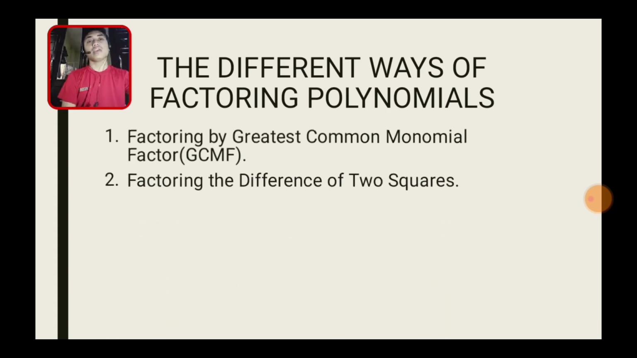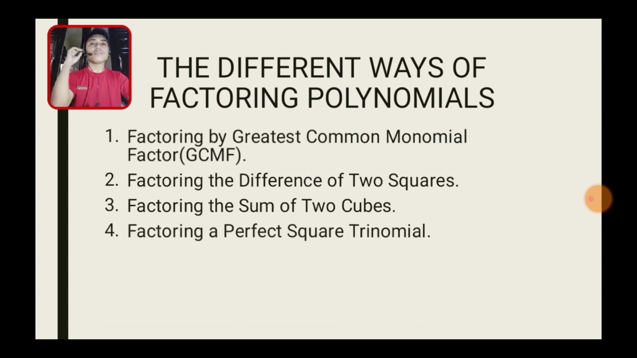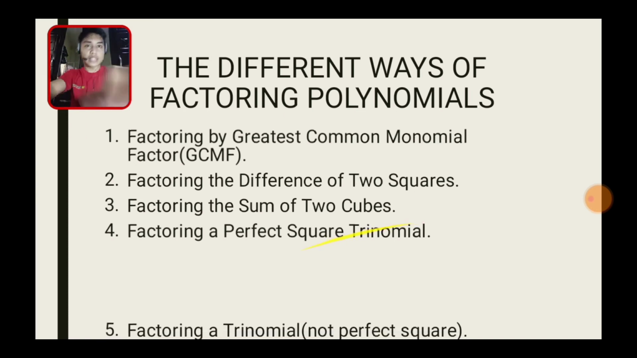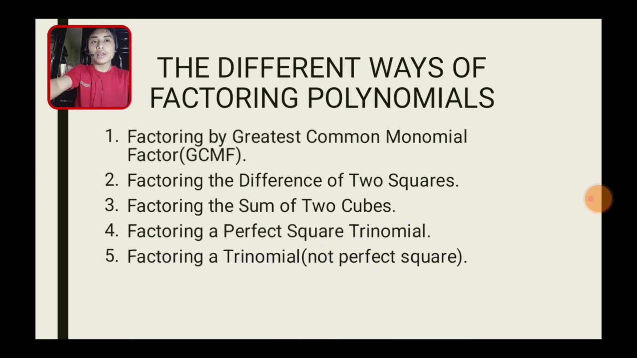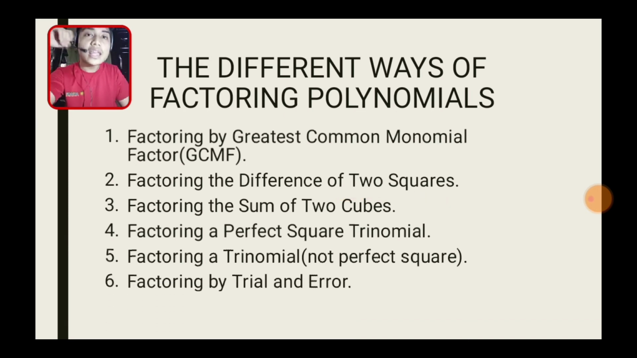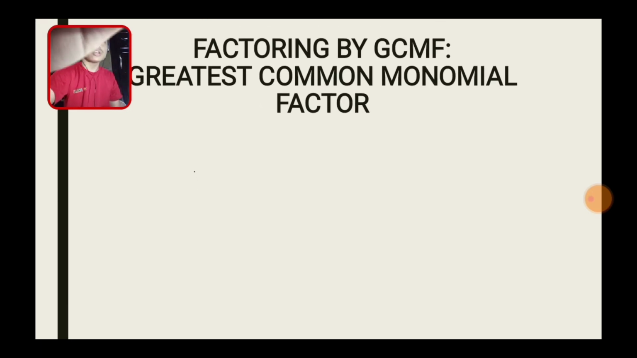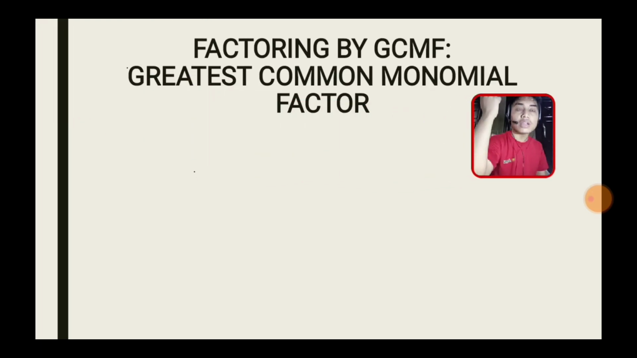So, next, we have factoring the difference of two squares. So, next, factoring the sum of two cubes. Next, factoring the perfect square trinomial. Next, factoring a trinomial but not perfect square. So, next, factoring by trial and error. So, let us proceed to the first way of factoring polynomials. So, we have factoring by the GCMF or the greatest common monomial factor.